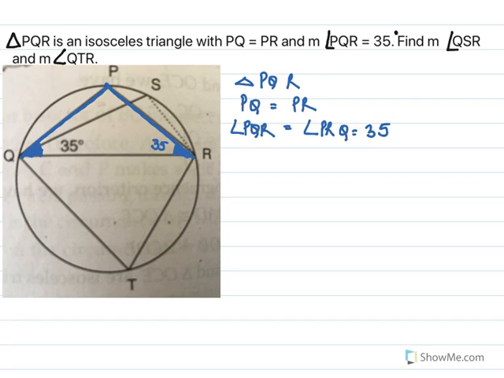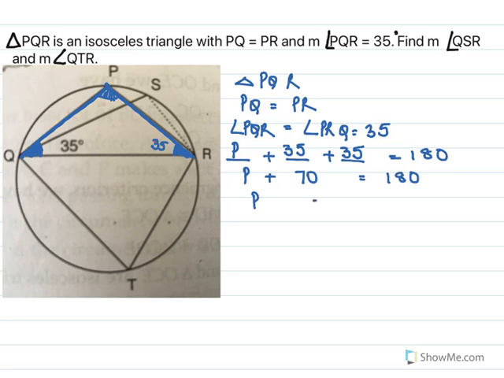Now in this triangle again there are 3 angles. There is angle 1 plus 2 plus 3 equal to 180. So that means angle P plus 35 and 35 equal to 180. So P plus 70 equal to 180. So P equal to 180 minus 70, and the P will be 110. So this is 110.